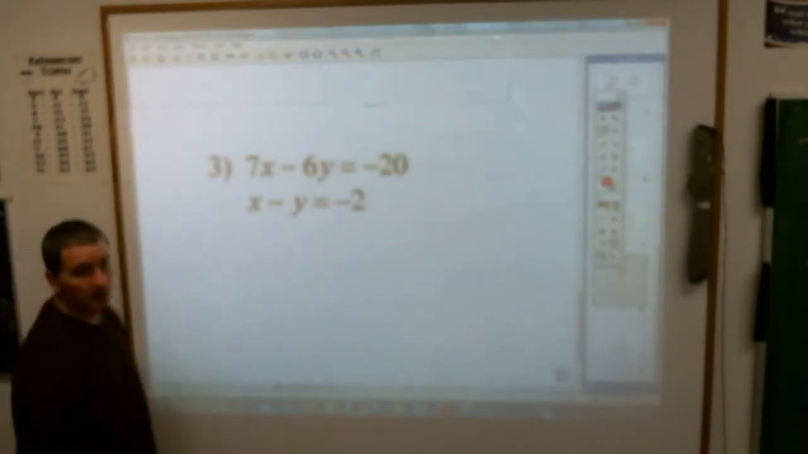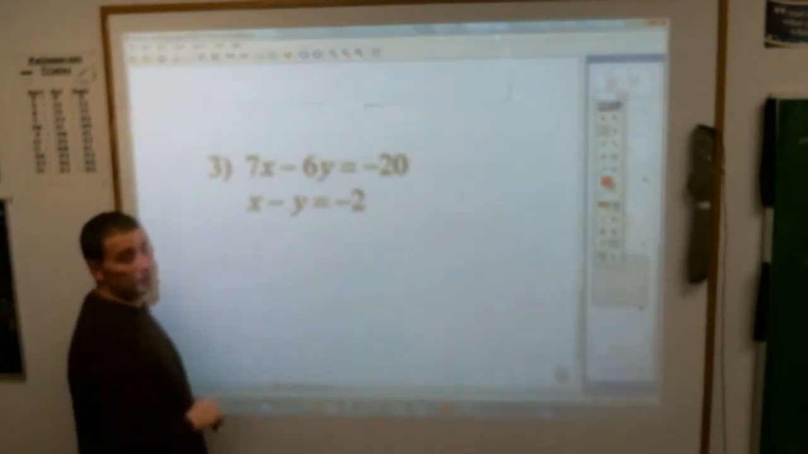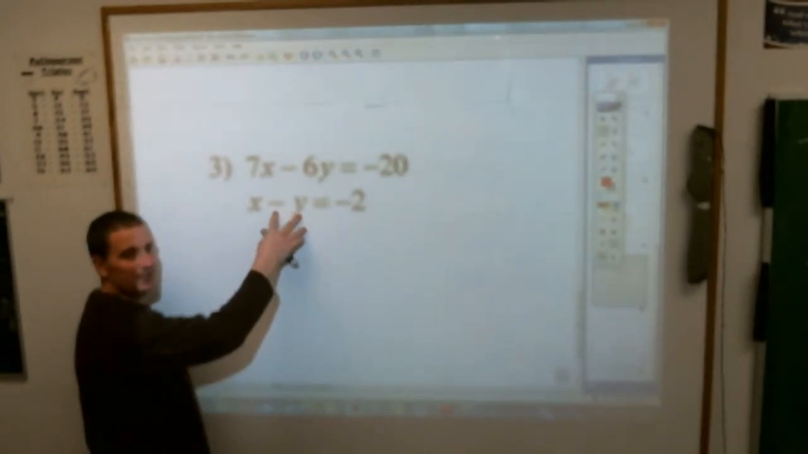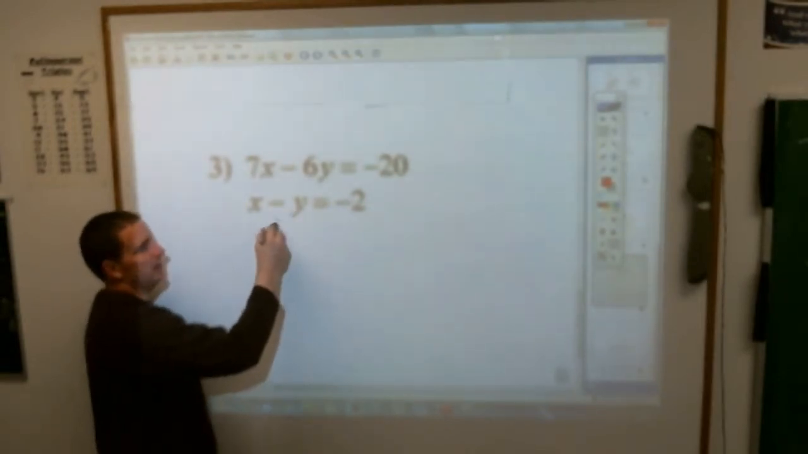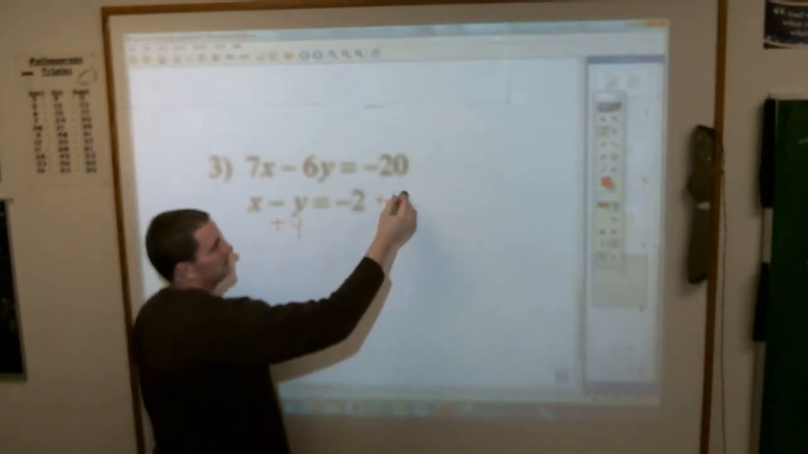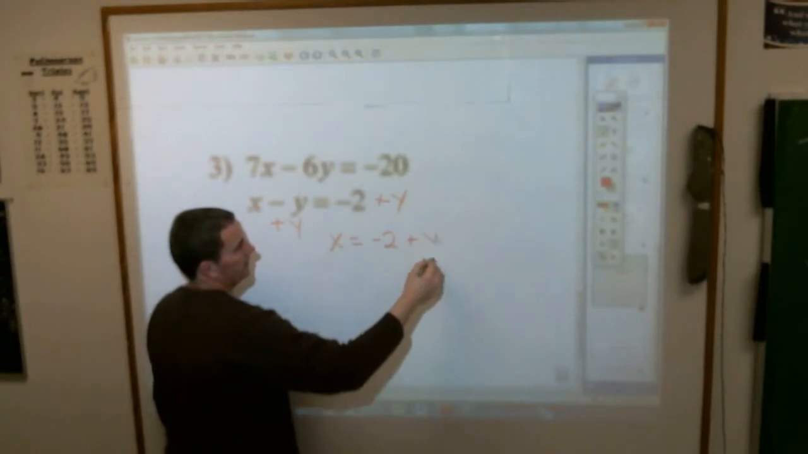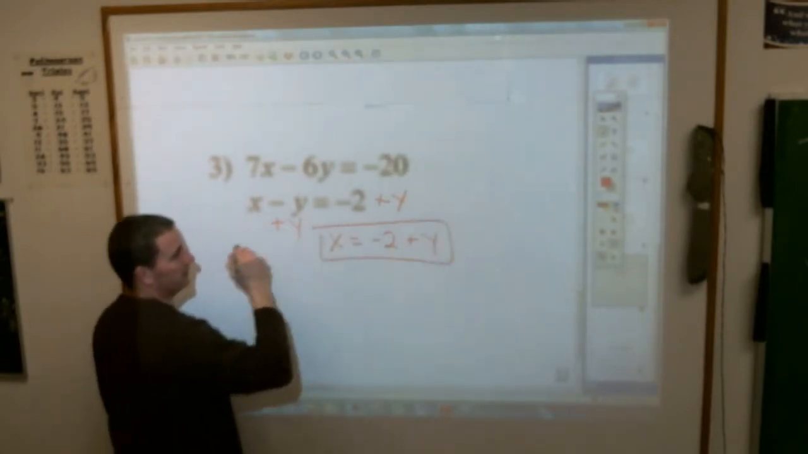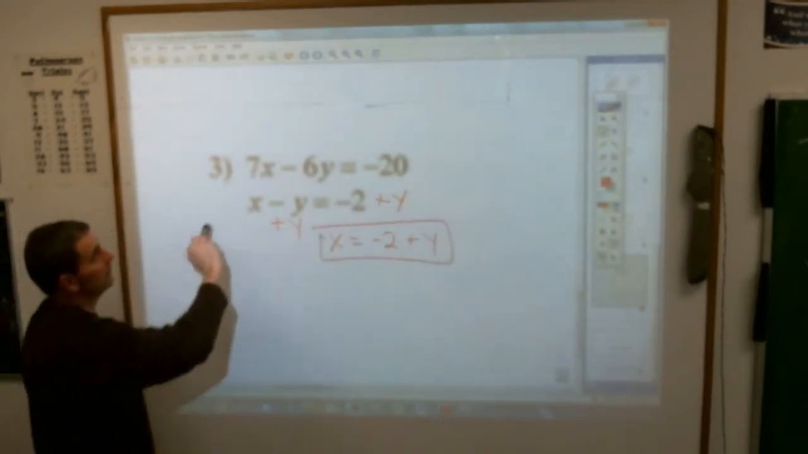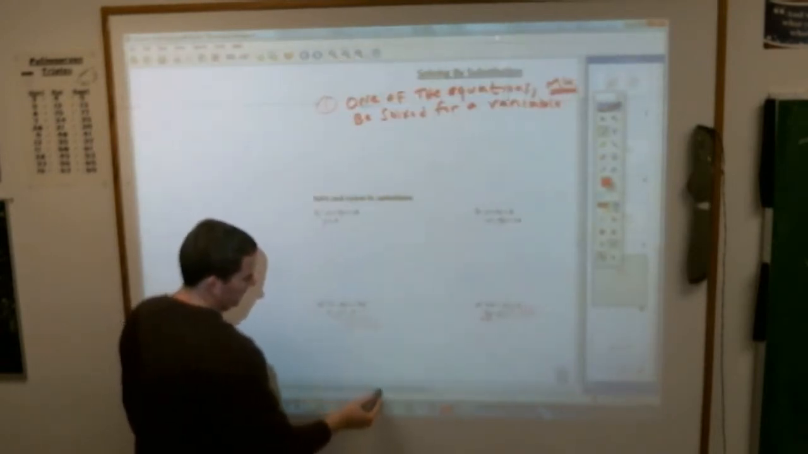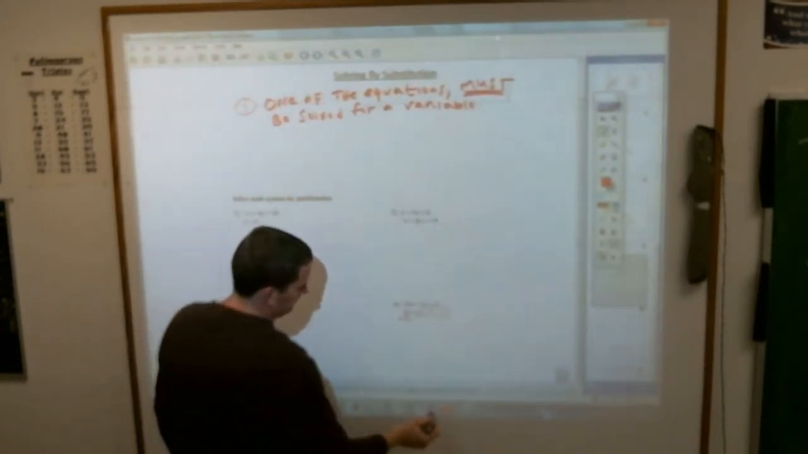Eli says, and what would I move over? X. I would move the y over because the y is negative, and to move it over you just add y. So for the second one you get x equals minus 2 plus y. Now I've solved it for that one letter. Okay? Everybody's good with that? What's that? No. Sorry, Jake. That was step 1.